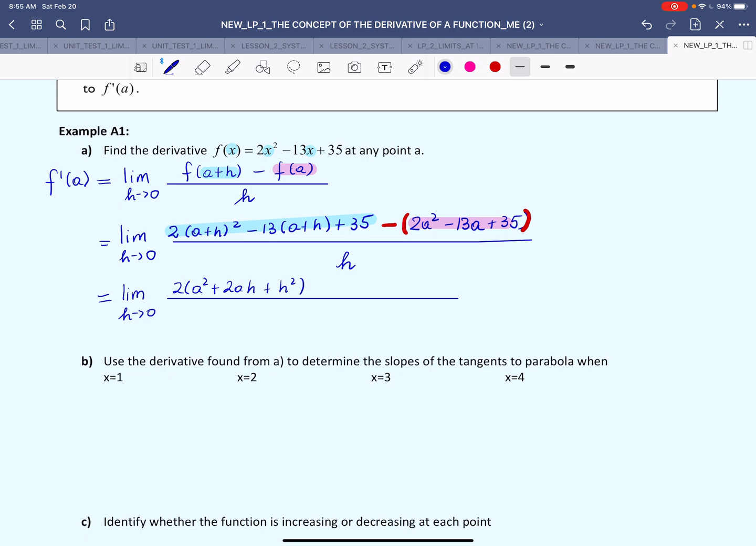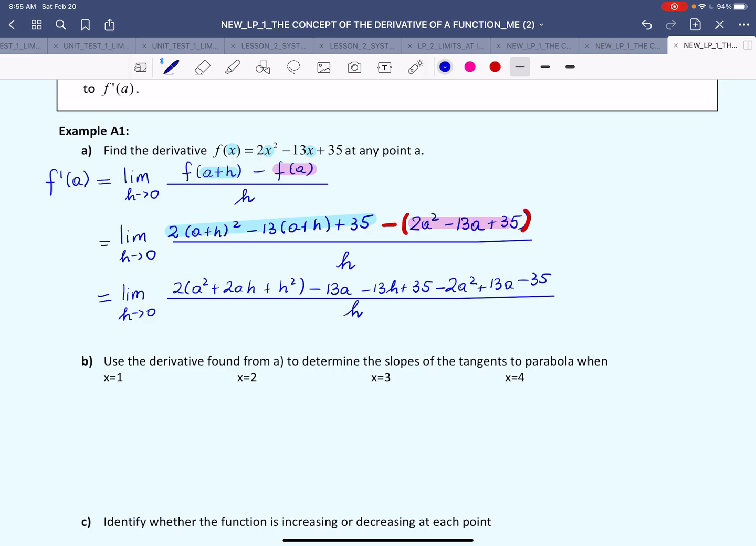So this would be 2ah plus h squared here. So I'll just expand the perfect square: minus 13a minus 13h plus 35 minus 2a squared plus 13a minus 35. Okay, so we're removing the brackets there. It has to be perfect, you know?